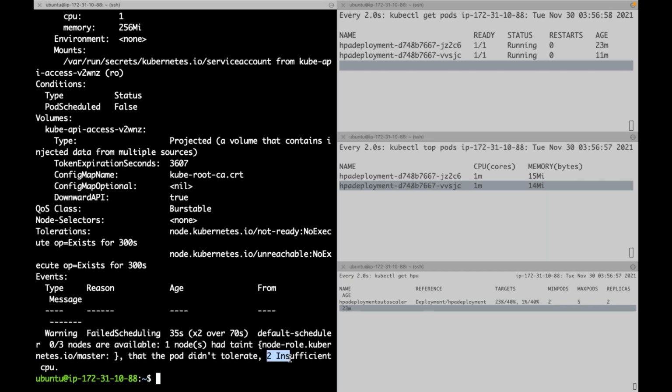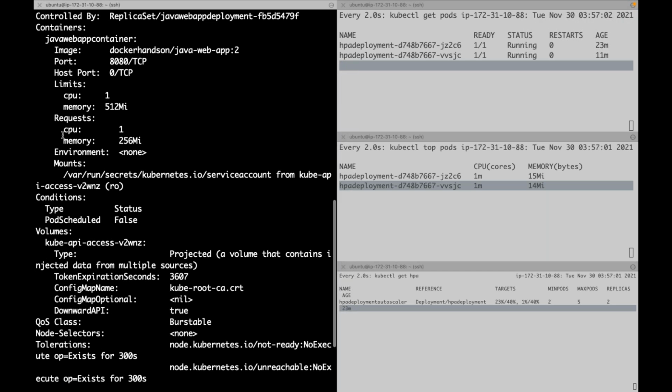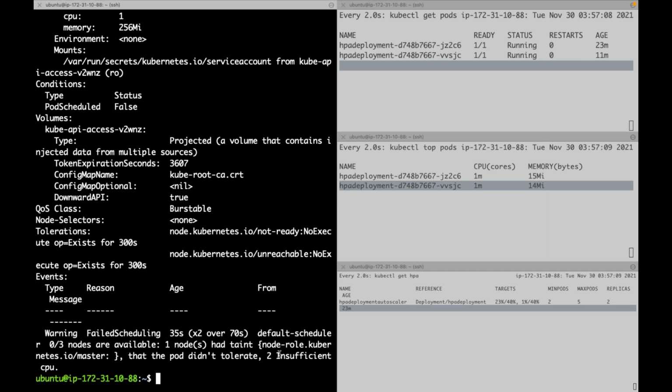Two, insufficient CPU. Why is it insufficient CPU? How much am I requesting for that one? How much CPU am I requesting? 1. Do I have any node which has one CPU available completely for this pod? No. That's why it is in a pending state.